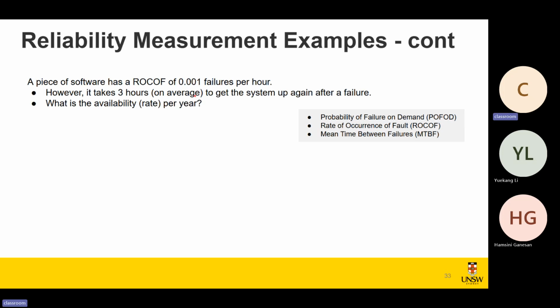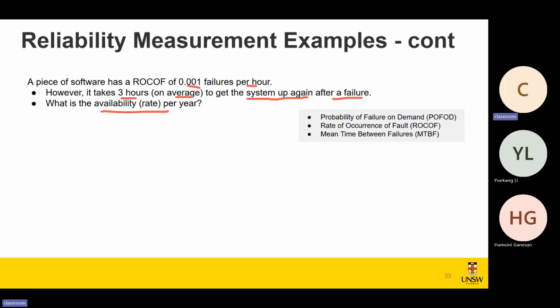So let's assume that a piece of software has a rate of occurrence of fault of 0.001 failures per hour. However, it takes about 3 hours on average to get the system up again after a failure. So what is the availability per year? So how do we calculate this?